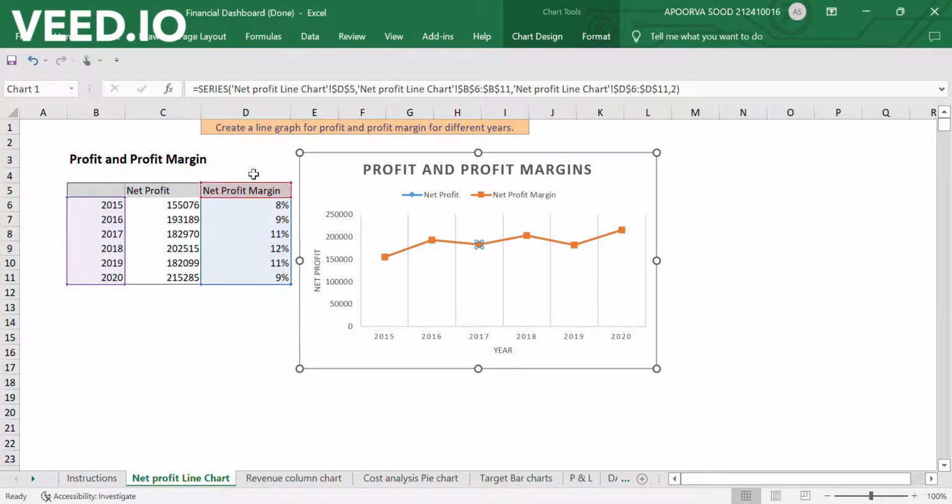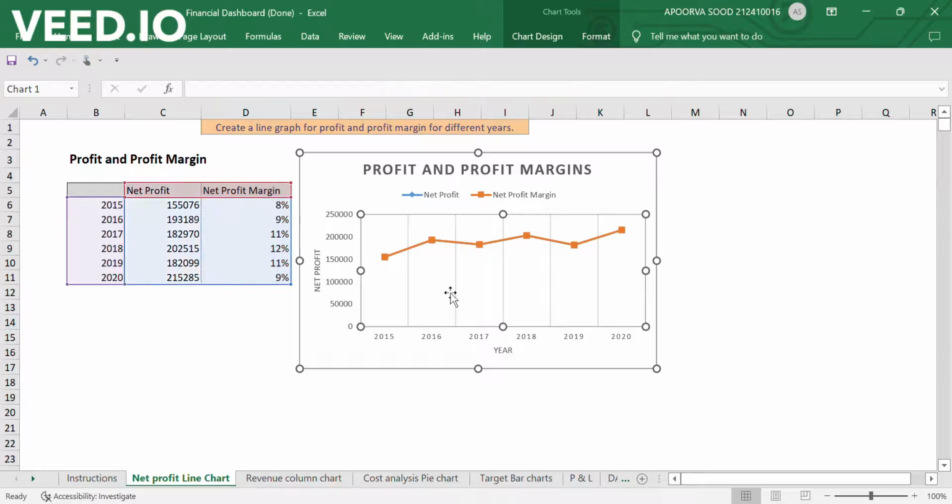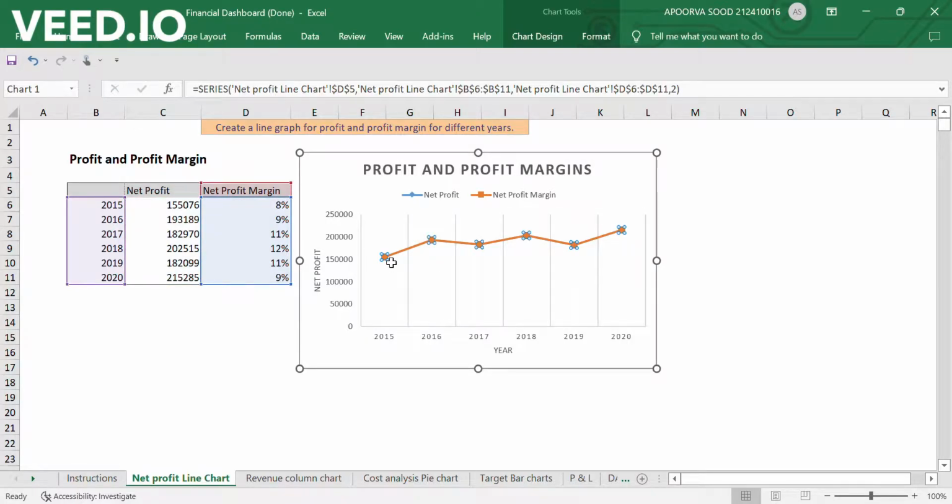So, creating a line graph for profit and profit margins for different years. Here you can see that we have the information of net profit, and when I click on these squares I'll get the net profit margin percentages. So yes, net profit margin percentage for 2016 is 9 and so on.